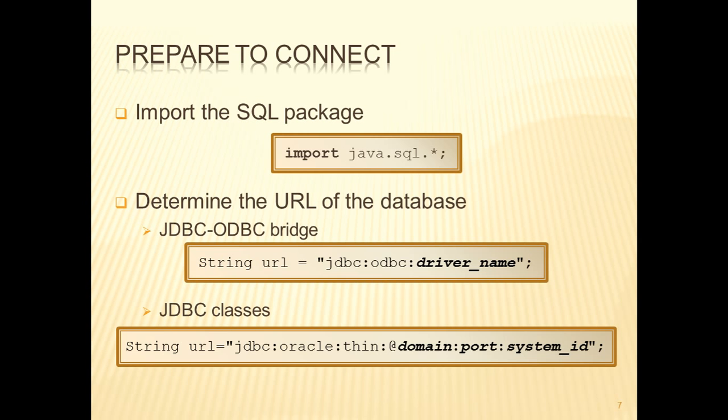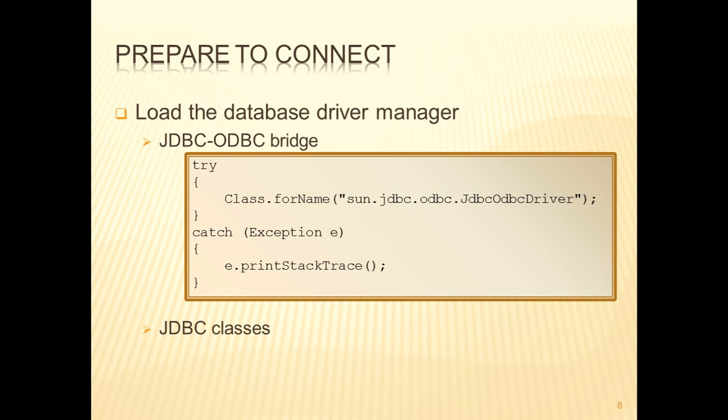Import, work out your URL, and the third thing then is to load the database driver manager within your program. That's going to require, again, two options, depending on the kind of connectivity that you're using. If it's the JDBC ODBC bridge, then this is the code that you'll use. In a try-catch block, you'll have Class.forName and then this string here. That string is always the same, no matter what database you're using.